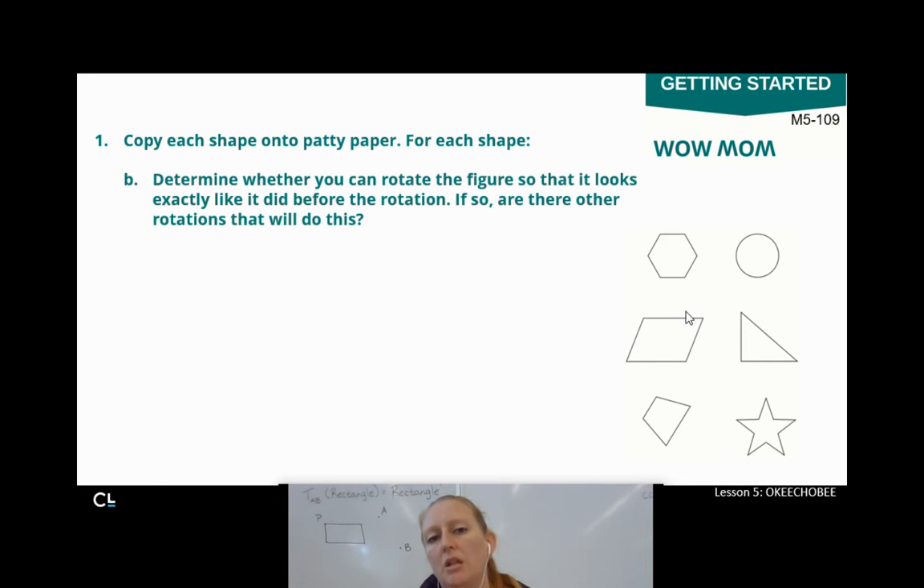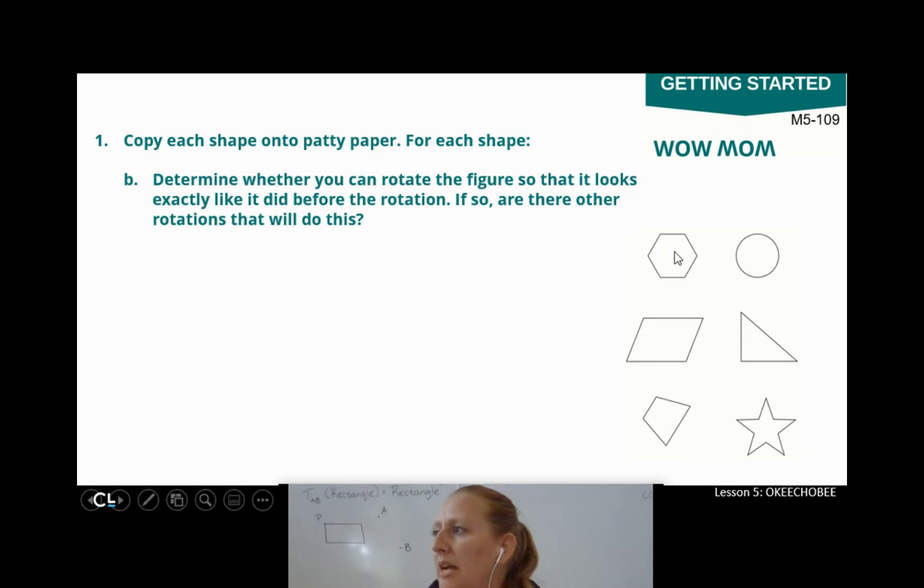What if you wanted to rotate them? Can you rotate your figure so that it looks exactly like it did before the rotation? And if so, are there other rotations that could do that? I don't want 360 because if you rotate 360 degrees, you're just right back where you started again, right? They all meet 360. I want to know if you can rotate these a different number of degrees, like 180 or 90 or 60 or 30. Can you rotate it so that it's right back on top of itself? Hit pause, jot down your thoughts, hit play to check your work.